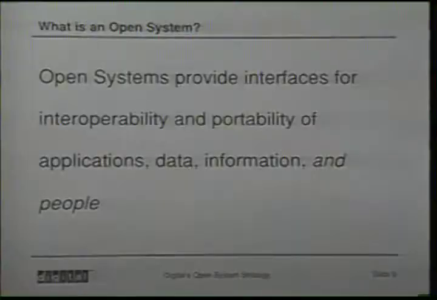Open systems, understanding that it's an application environment, are really built on two things. One key is interoperability, and the second is portability. And the interoperability and portability apply to applications, data, the information, and again, importantly, the people that use them. So open systems, the application environment of open systems, provide interfaces for the interoperability and portability of all of these things.